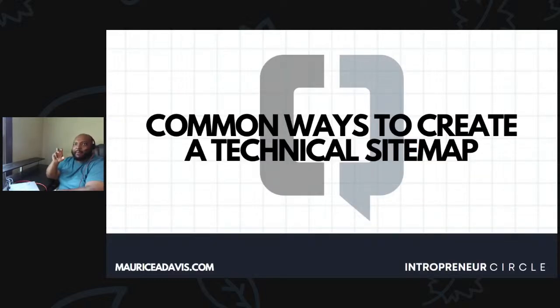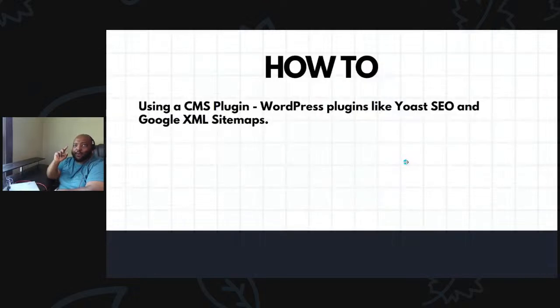Now, let's talk about some common ways to create a technical sitemap. Remember, a visual sitemap is used for designing. A technical sitemap is used by the search engines to make sure they know where your website exists. The first and most common is to use a CMS, or content management system, plugin, like the WordPress plugins Yoast SEO and Google XML Sitemaps. These are really powerful ways to do that.